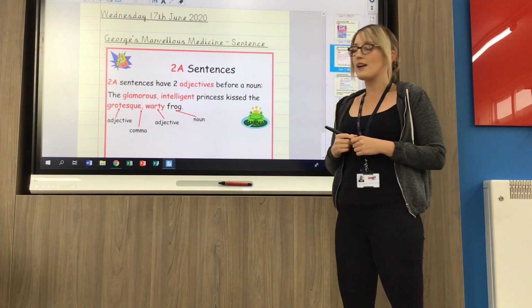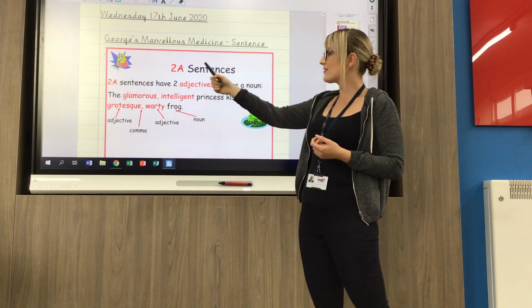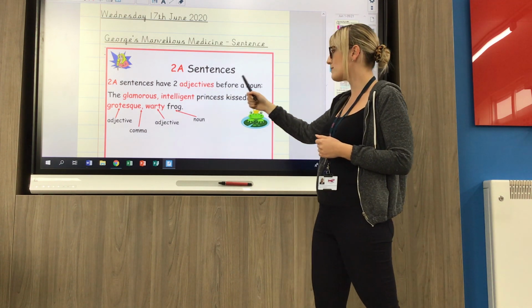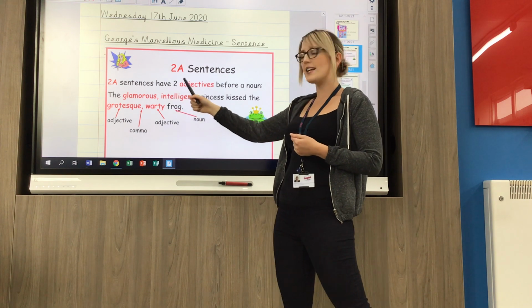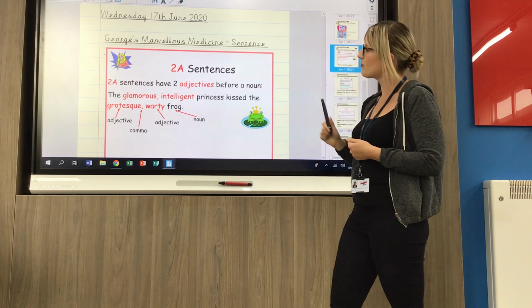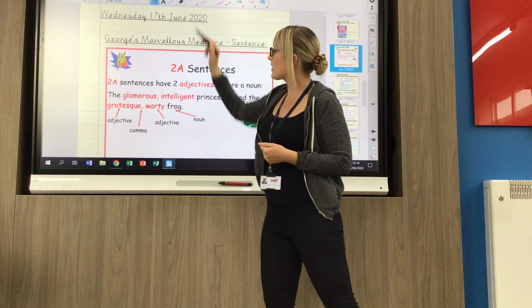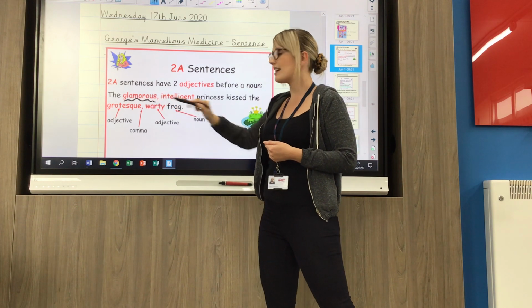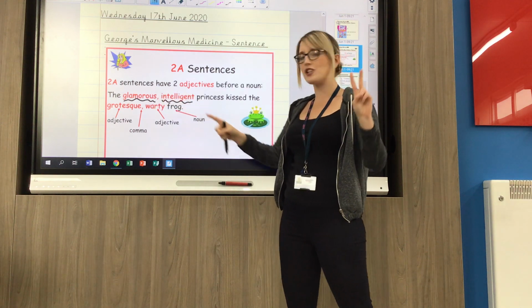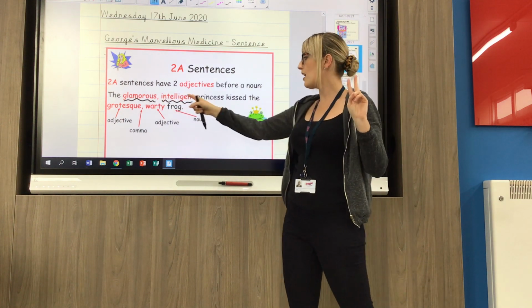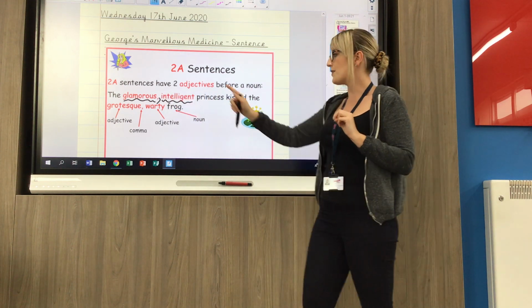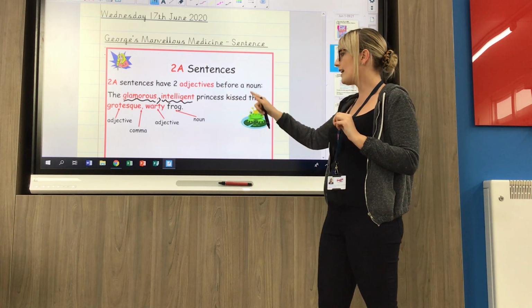A 2A sentence means a sentence with two adjectives. 2A sentences have two adjectives before a noun. So, the glamorous, intelligent princess kissed the grotesque, warty frog. I've got the glamorous, that's one adjective, and intelligent. So glamorous and intelligent, my two adjectives, are describing the princess, and they are separated by a comma.